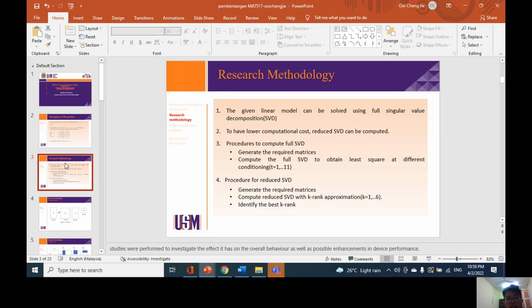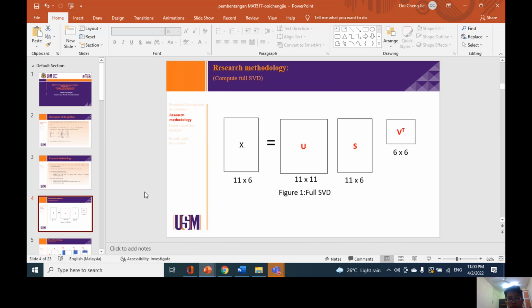The next thing will be the procedure for the reduced SVD. Similar to the third point, the required matrices need to be generated. Then compute the reduced SVD with K rank approximation from K equal to 1 all the way up to K equal to 6. Lastly, identify the best K rank.